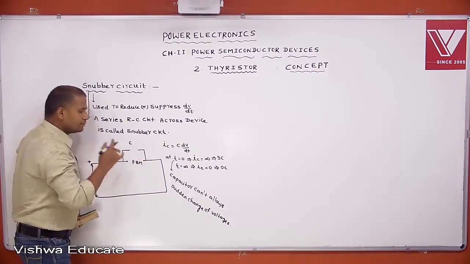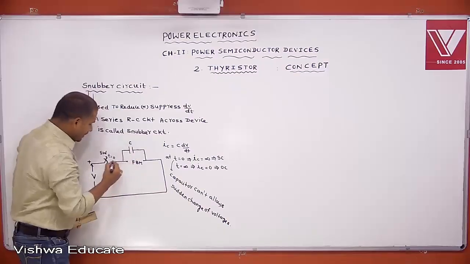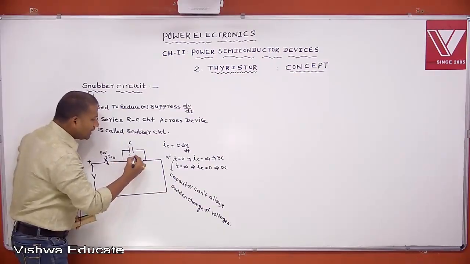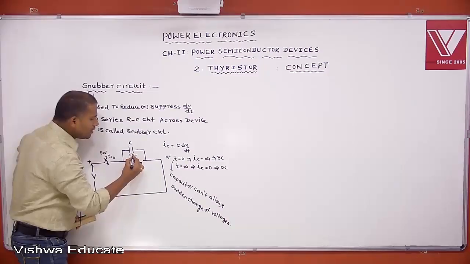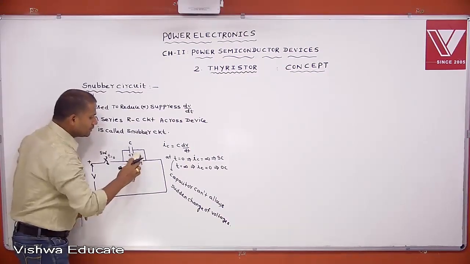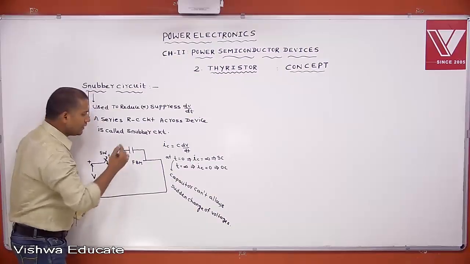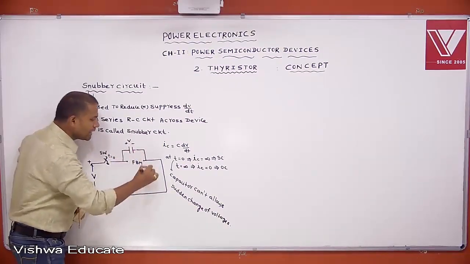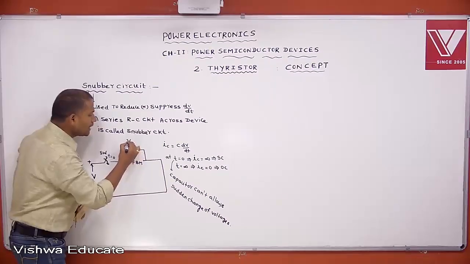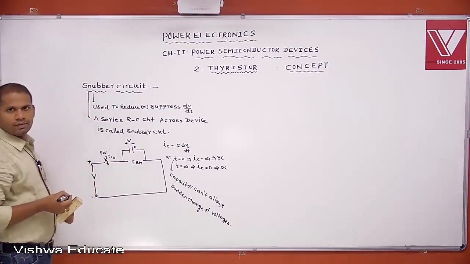After some time, the capacitor charges to a voltage, with this as the positive plate and this as the negative plate. Let us assume that the capacitor is charged to a maximum voltage of V. This is positive and this is negative, because current is flowing like this. With this polarity, the capacitor is charged to a maximum voltage of V.